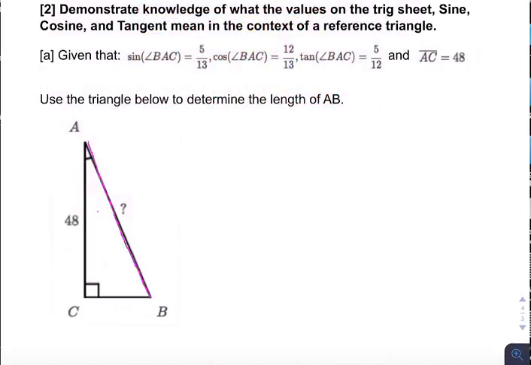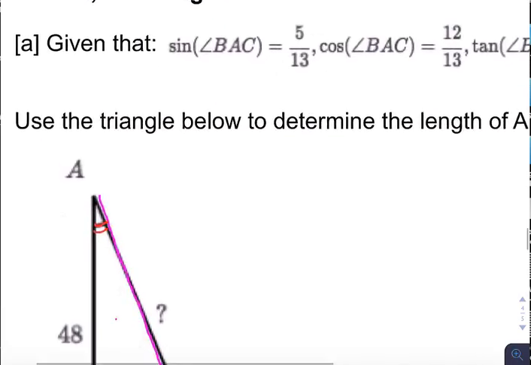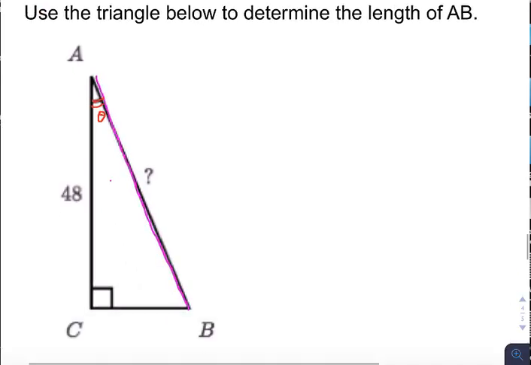We need to notice in this problem that we are given this reference angle right here, although we don't know what it is. The problem calls it BAC. If you remember the naming convention, BAC means the angle is actually located at A. Just for shorthand, I'm going to call it theta. Theta is just a Greek letter typical for unknown angles. From this point forward, I'm just going to refer to it as theta.